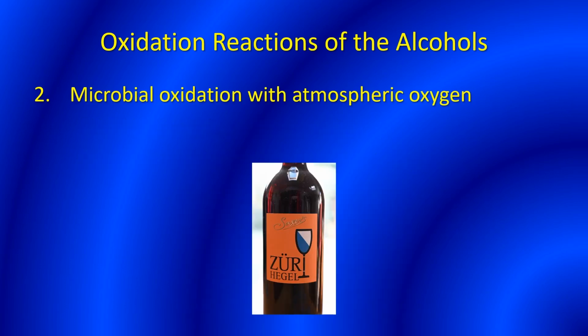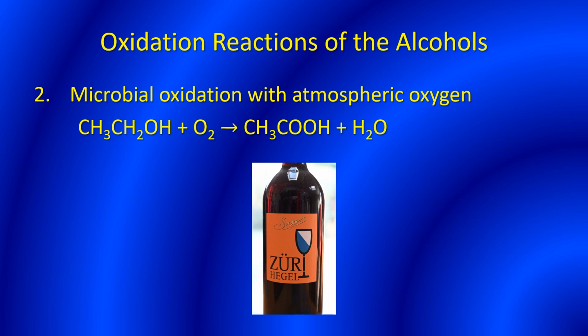Now the second reaction, this is another oxidation reaction that you need to know, and this happens to alcohol, to ethanol, particularly if it's left and it comes into contact with air, and microbes in the ethanol can cause it to oxidize to ethanoic acid. And here's the equation for this reaction. So we've got our ethanol just reacting with oxygen from the air. It's a slow reaction to produce ethanoic acid, which is a carboxylic acid. We'll study that as our next functional group.